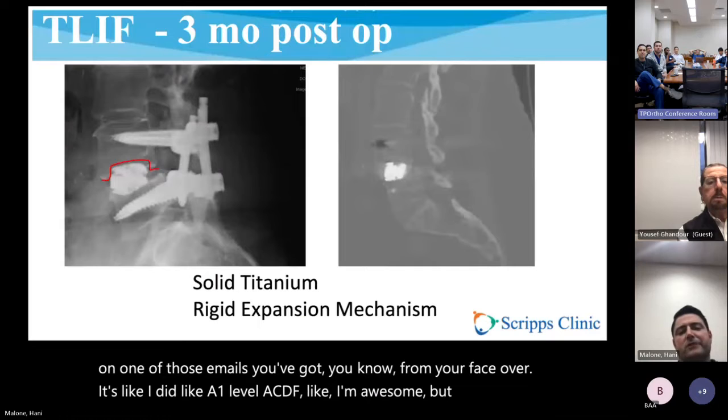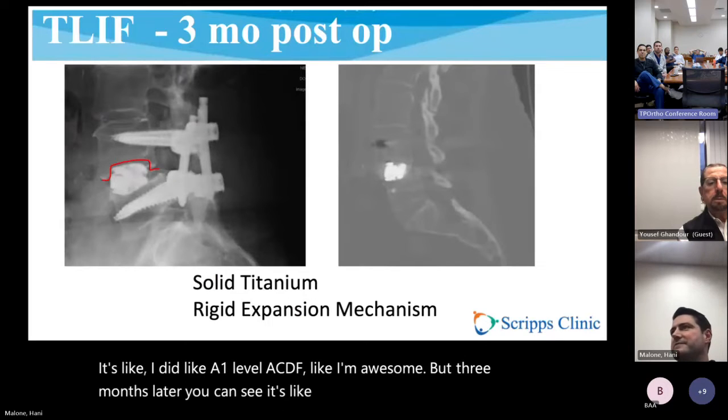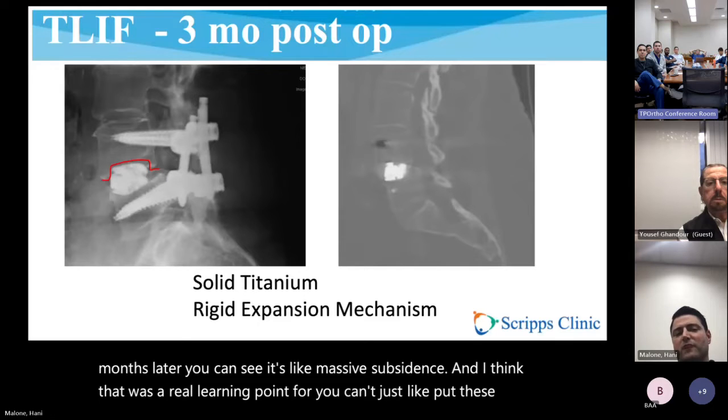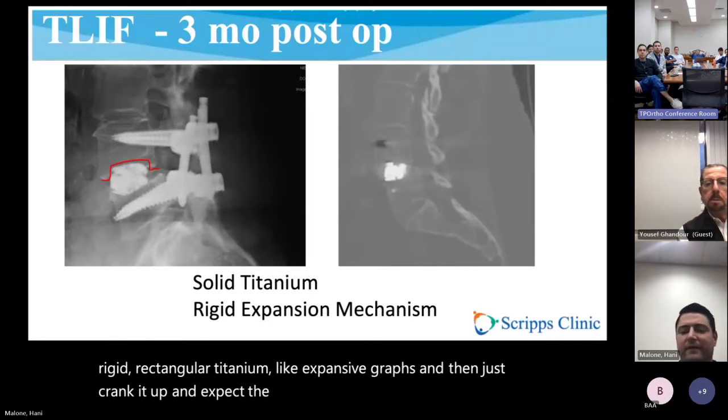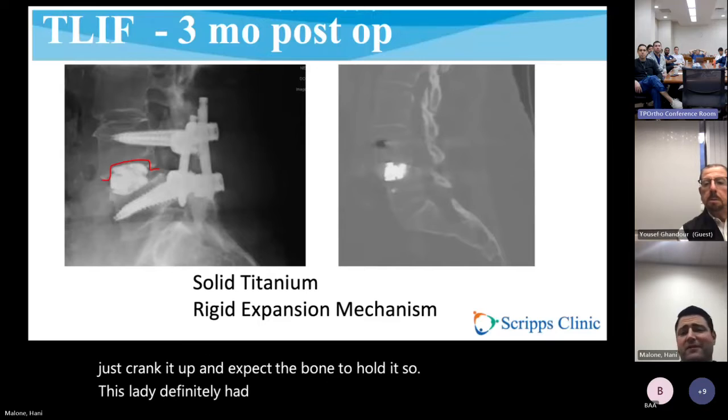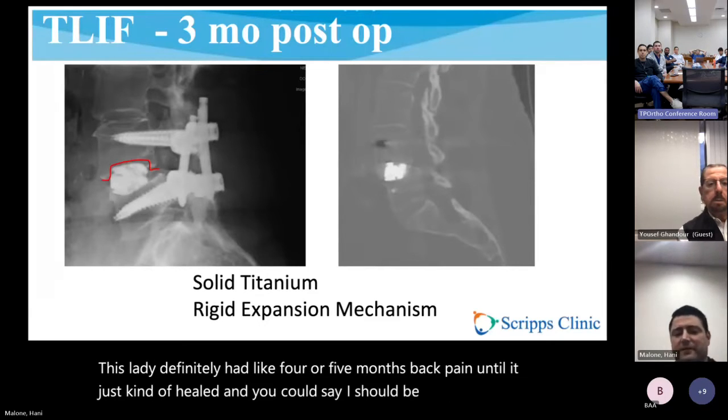But 3 months later, you can see massive subsidence, and I think that was a real learning point for me. You can't just put these solid, rigid, rectangular titanium expansive grafts in, crank it up, and expect the bone to hold it. This lady had 4 or 5 months of back pain until it just kind of healed. And you can see she basically went back to 10 degrees.